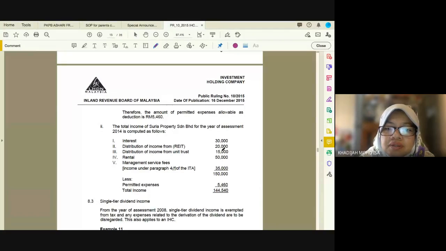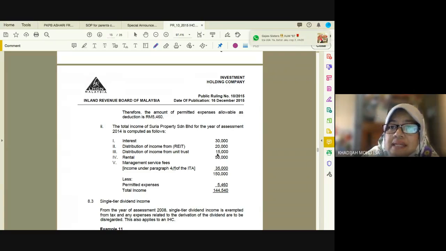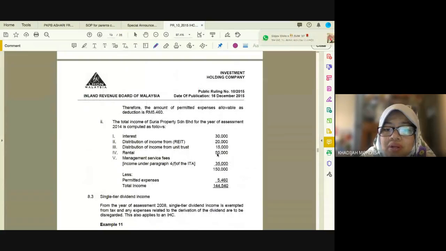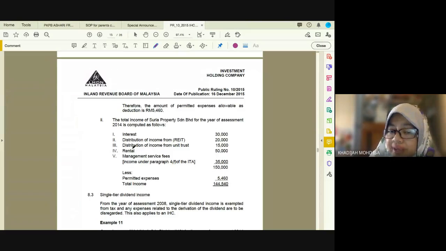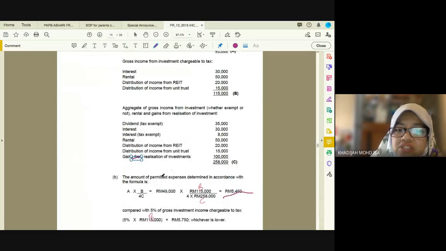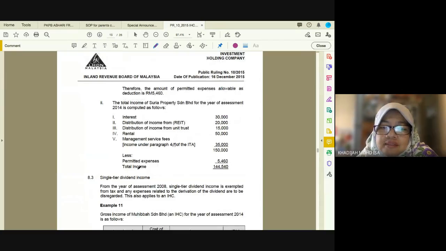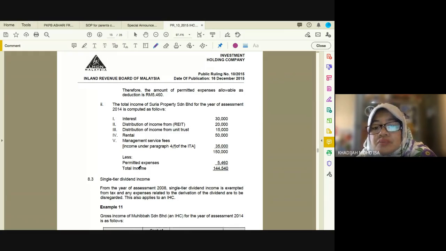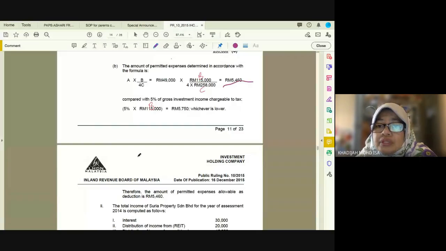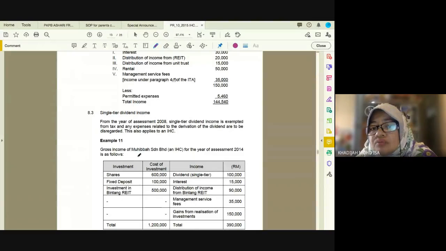Right, so your total income here, you put in those incomes which are taxable. Your interest, distribution of income. So you see that here it's not B, it's not C. Why? Because B is only 115. But why do you have 150 here? Because you have the management service fee, which is under 4F. Now you have total income including 4F, and you don't have this realization. Gains on realization is not computed in arriving at your total income. You see? So you have your interest from REITs, from unit trust, rental, management service fee, then total 150,000, minus the permitted expenses, which is 5460, which is actually deducted from the computation above. So from there, your total income is 144,540.